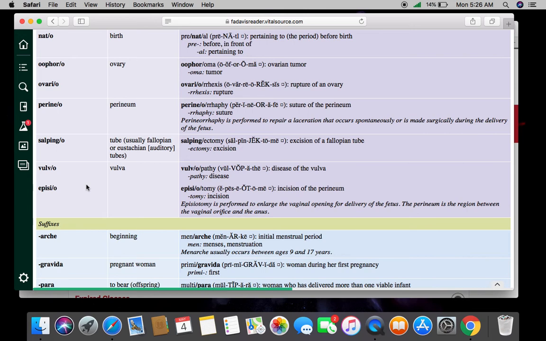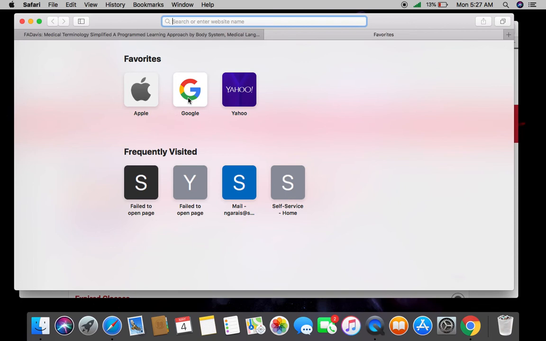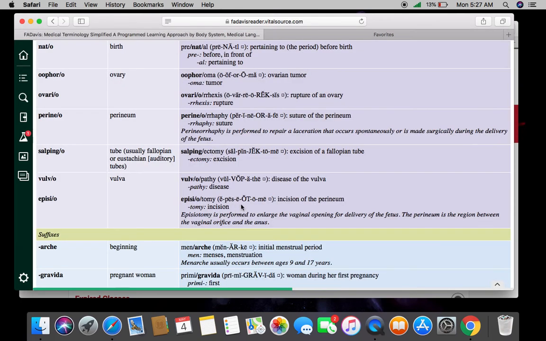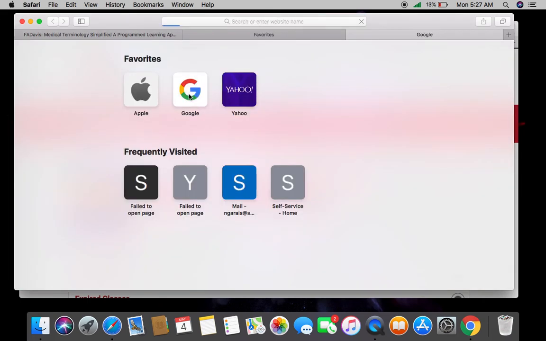Now, vulva. Vulva is part of the external female anatomy, and there could be diseases associated, vulvopathies. Now, episiotomy, the best is to look at a picture. Now, let's look at the definition first. Tomy, to cut. That means I'm not taking anything out. I'm just cutting. And it's an incision of the perineum. So let's look at that, because the picture is a better way to explain it.